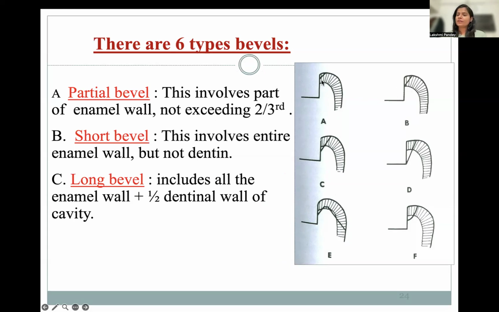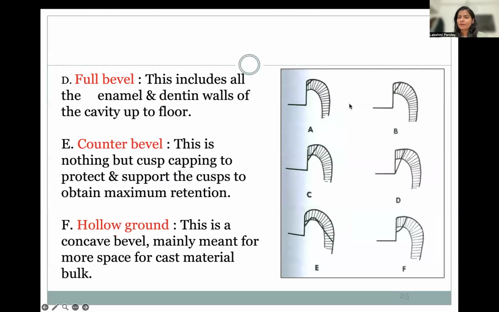Partial bevel is enamel not exceeding 2/3. Short bevel is full enamel. Long bevel is full enamel as well as one half of the dentine. Then comes the full bevel. Full bevel is where the entire dentine as well as enamel is involved. Counter bevel is mostly given when you are going for cusp capping. So whenever you are going to do cusp capping, to protect the cusp, you remove some part of the cusp. This is called counter bevel.